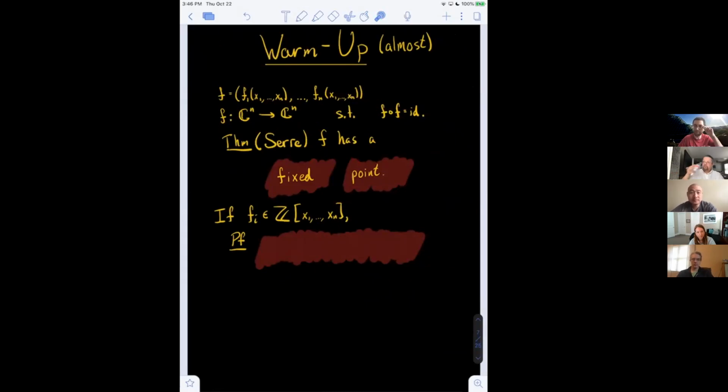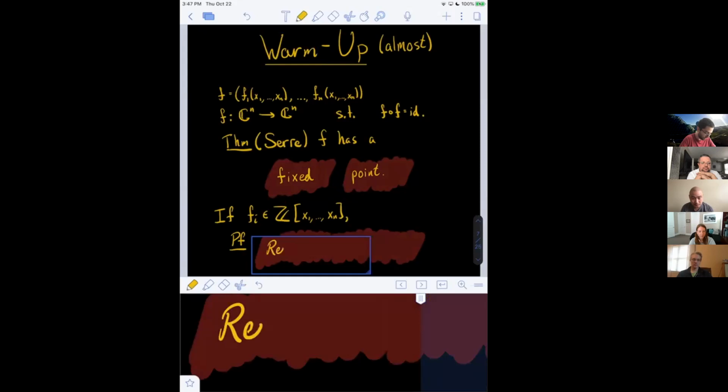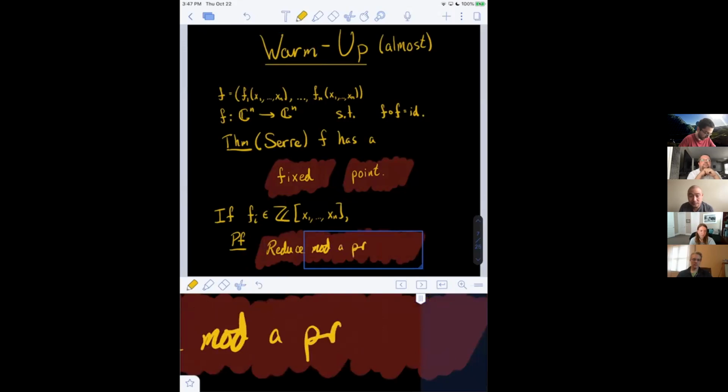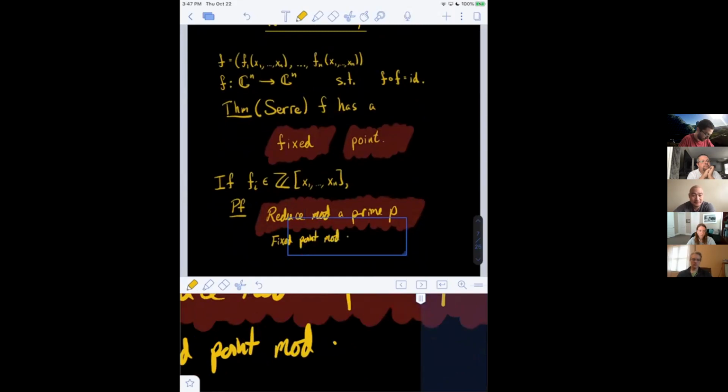So let's make a simplifying assumption. Rather than assuming these polynomials have complex coefficients, let's assume they have integer coefficients. Okay? So now what can we do? Now we can reduce mod p. So we can reduce mod a prime p. In other words, we can take these polynomials, take their coefficients, look at the remainder when you divide by p. That gives us some polynomials with coefficients in a finite field. And what do we get? We get a fixed point mod p for all p.